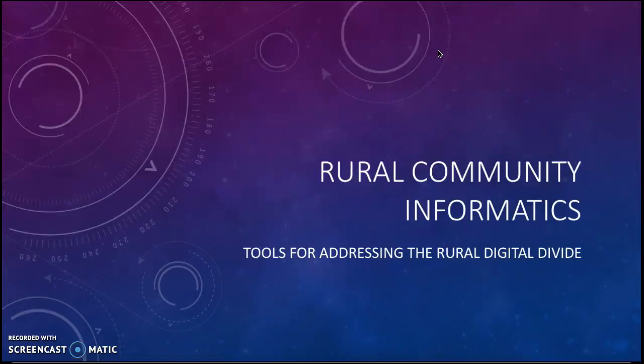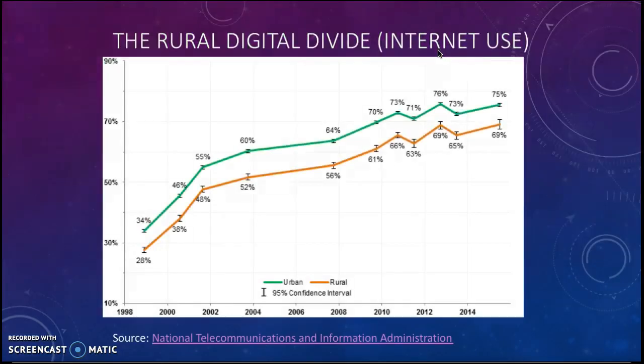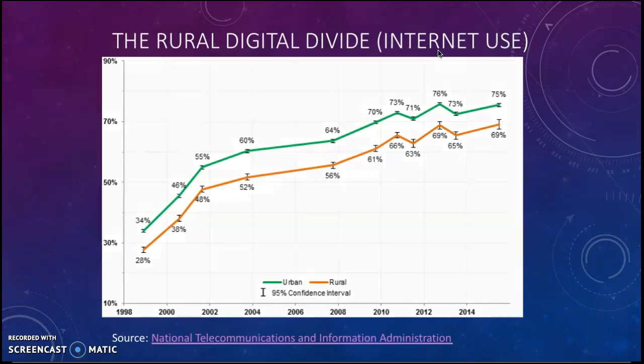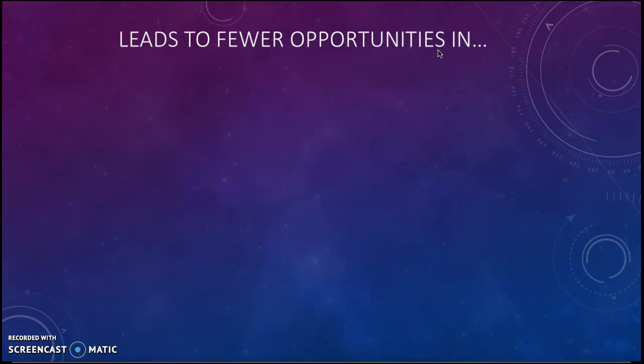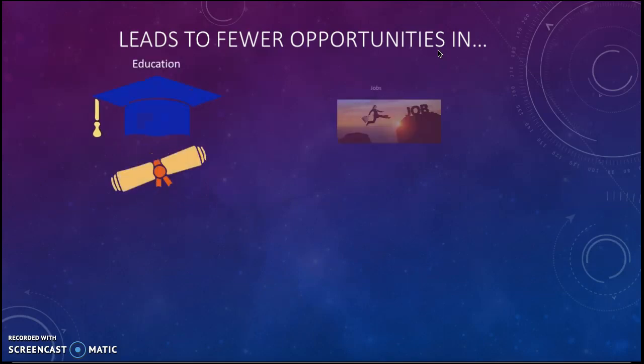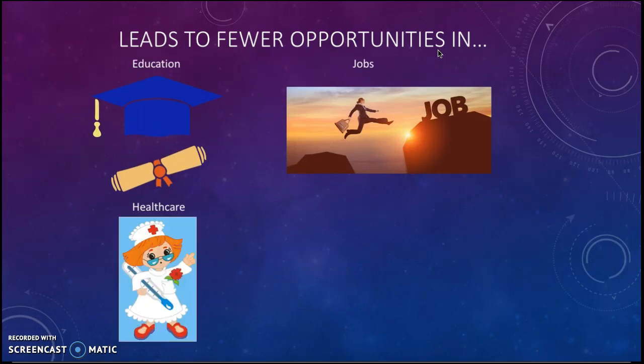Welcome to Rural Community Informatics, Tools for Addressing the Rural Digital Divide. Rural communities have consistently lagged behind urban areas when it comes to broadband internet access, as shown here. This is known as the Rural Digital Divide. This inequality results in rural residents having fewer opportunities related to education, jobs, healthcare, and knowledge and information.